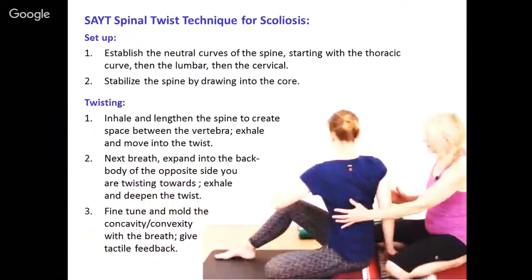So let's talk about the spinal twisting. Whether you do it supine or sitting, the same principles apply. First, we establish the neutral curves of the spine, starting with the thoracic and then the lumbar, then the cervical.